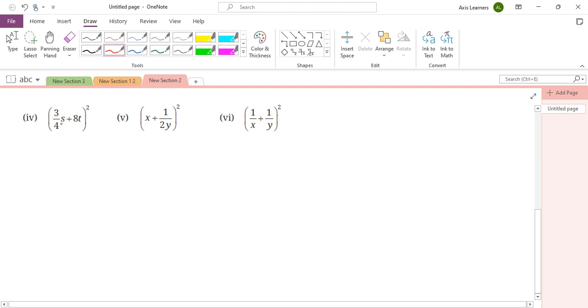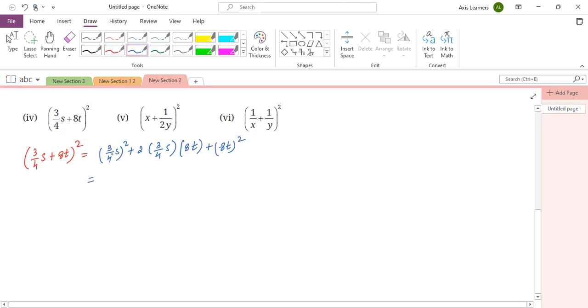See the fourth one, (3/4 s + 8t) the whole square. How can we expand it? As usual, the first term is a, the second term is b. You consider it that way, it is very simple. (3/4 s) the whole square is a square plus 2ab. In the place of a, we have 3 by 4 s, into 8t, plus (8t) the whole square.